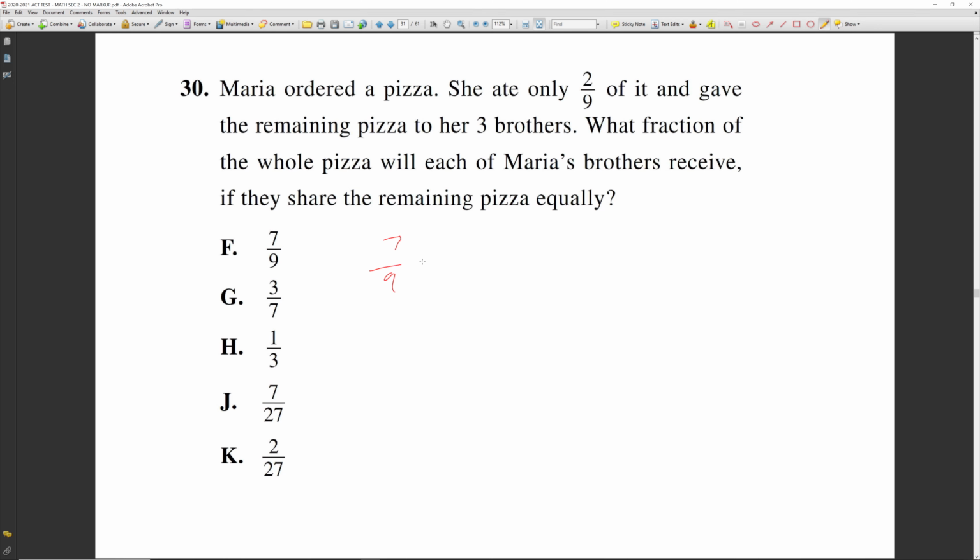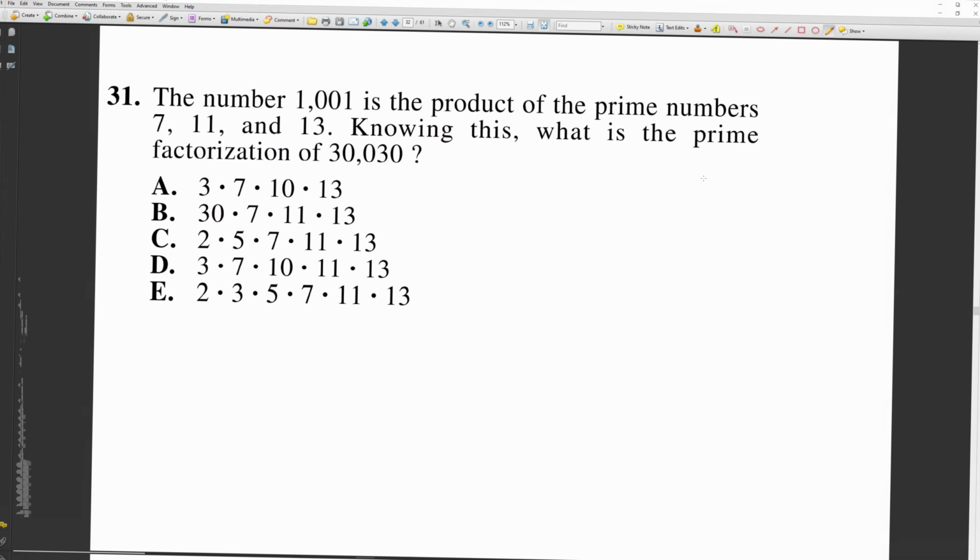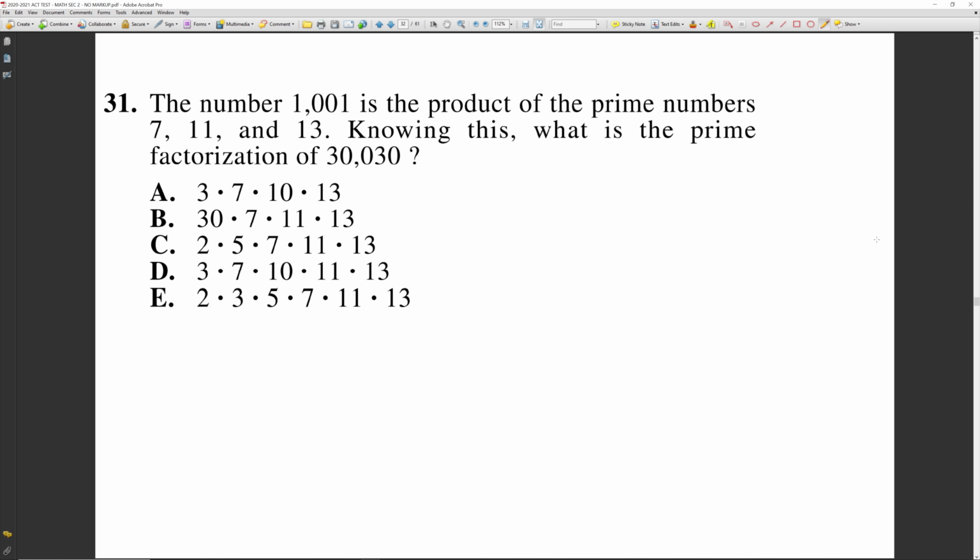And since there are 3 brothers, you gotta take this and multiply by 1/3. So once you multiply across, you get 7/27. The answer is J. In reality, this was a 10-second problem. Nice. 31. So this is pretty short, so let's just read the problem.